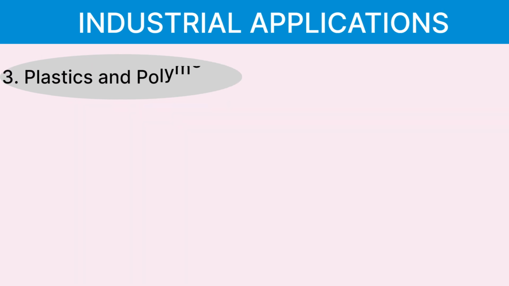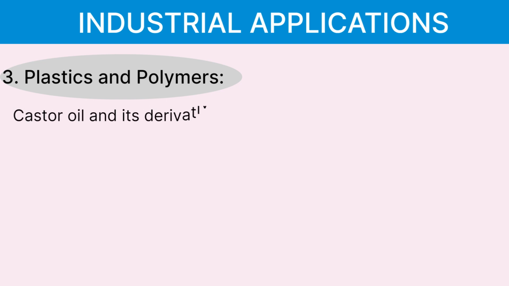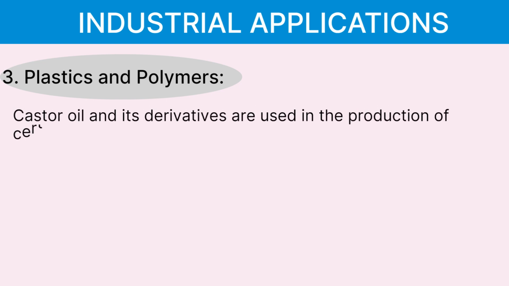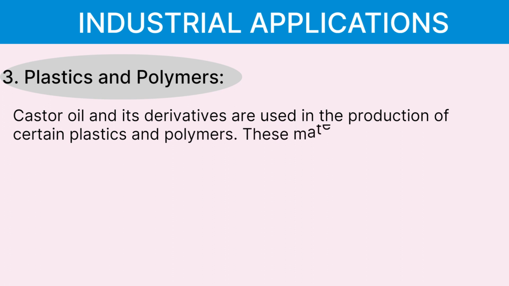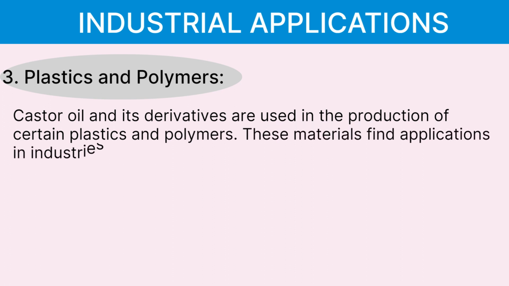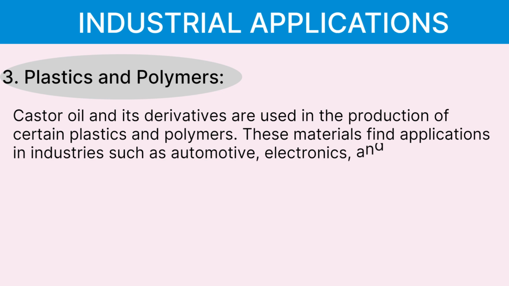Number 3. Plastics and polymers. Castor oil and its derivatives are used in the production of certain plastics and polymers. These materials find applications in industries such as automotive, electronics, and packaging.